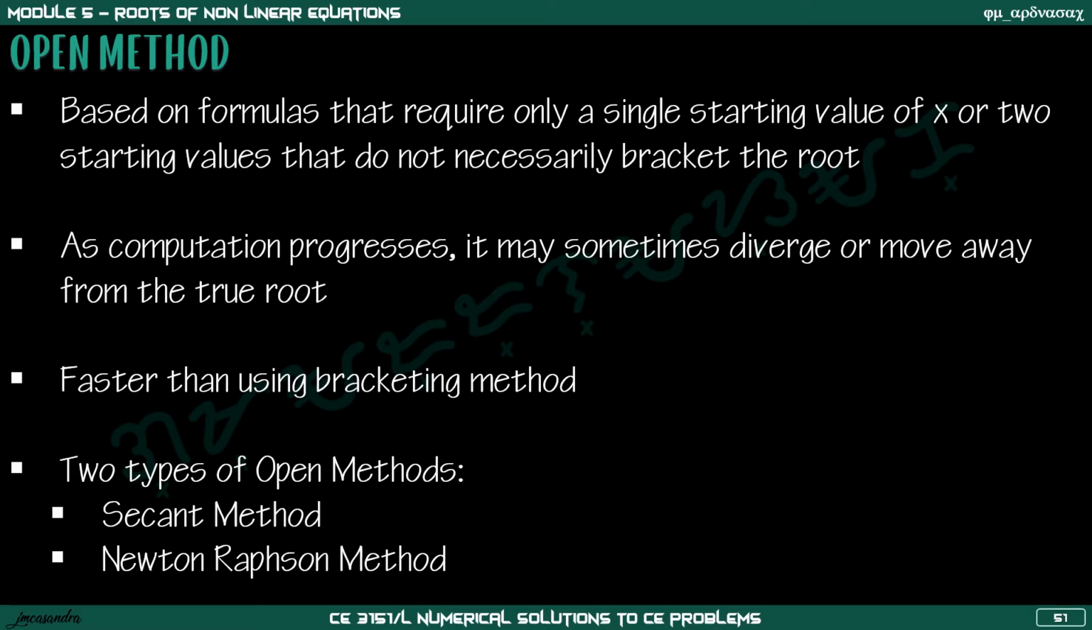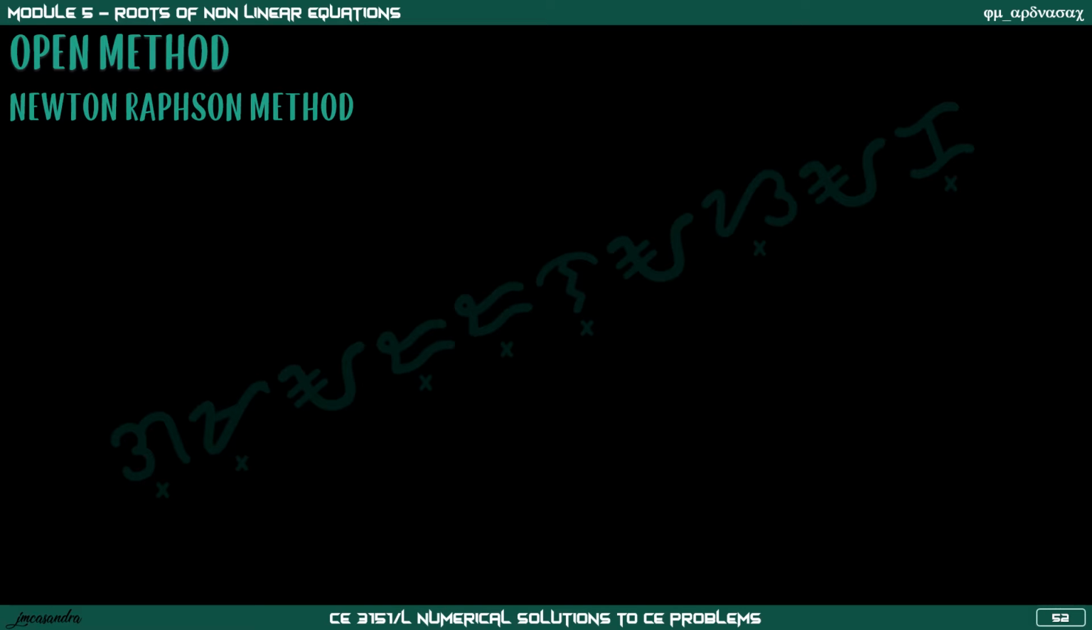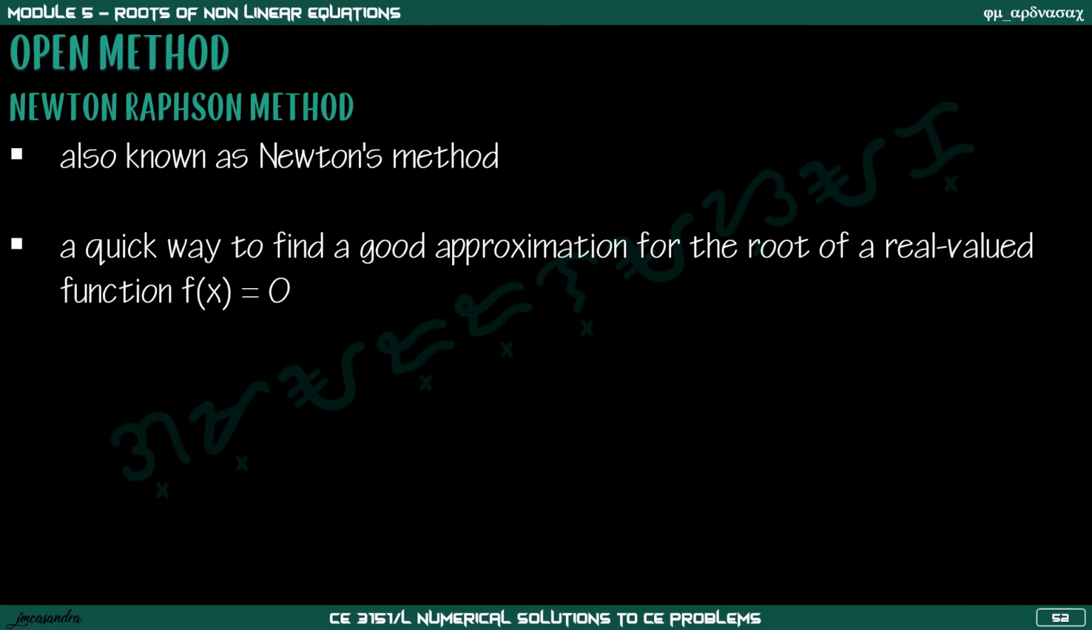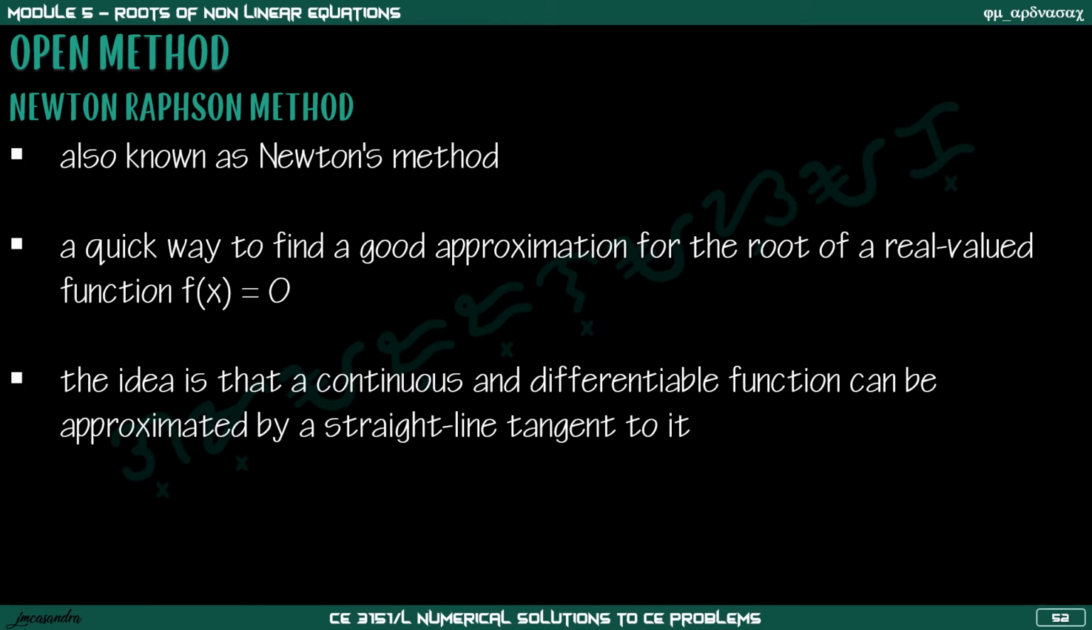So in this lecture, we are going to focus first on the Newton-Raphson method of determining the roots of nonlinear equations. The Newton-Raphson method, also simply known as Newton's method, is a quick way to find a good approximation for the root of a real valued function f(x) equal to 0. The idea is that a continuous and differentiable function can be approximated by a straight line tangent to the graph of the equation.